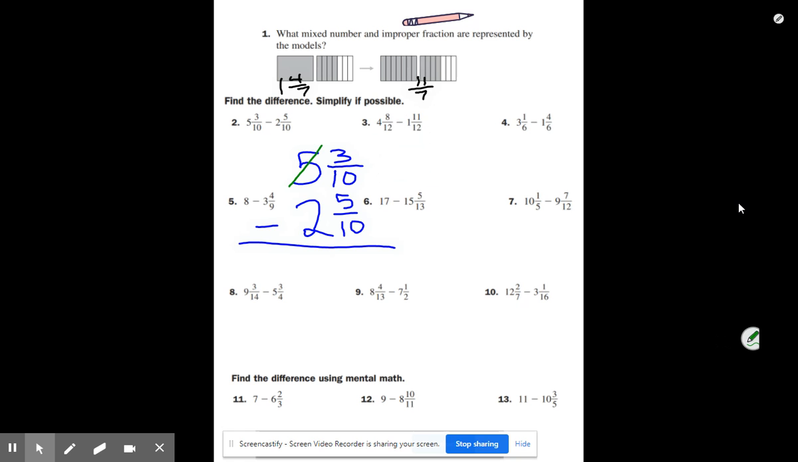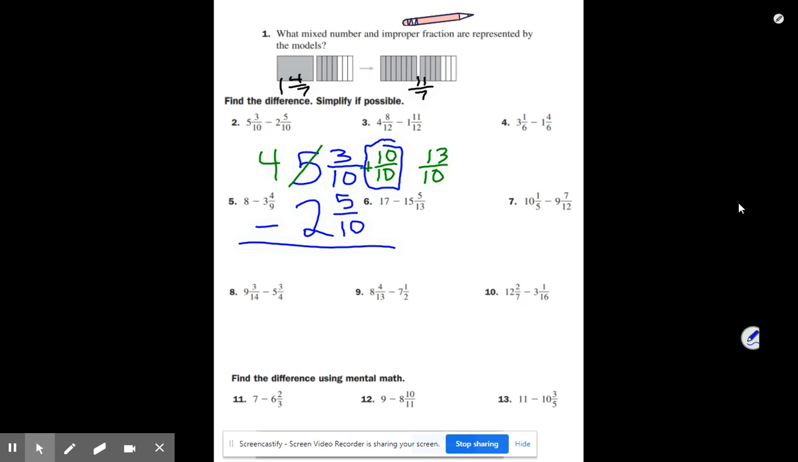Instead of calling him 5, I'm going to call him 4. I'm taking one whole away. And then I'm going to add the fraction 10/10 here. Why? Because that means the same as 1, doesn't it? And if I add that together, I get 13/10. So all I did was take a whole number away from the 5, change him to a 4, and then that whole number that I took away became this number right here.